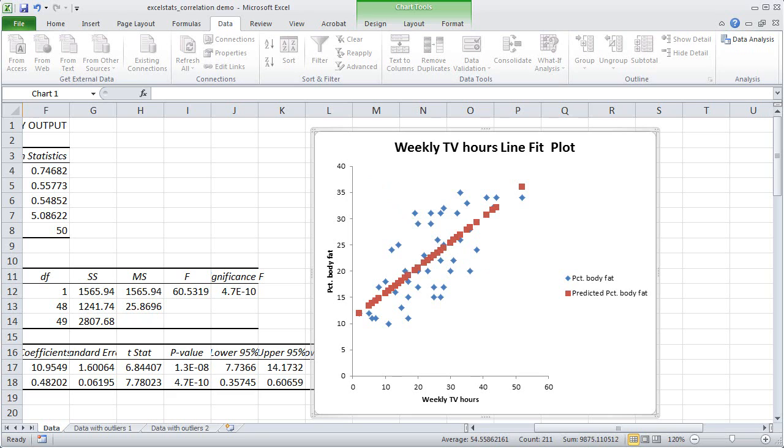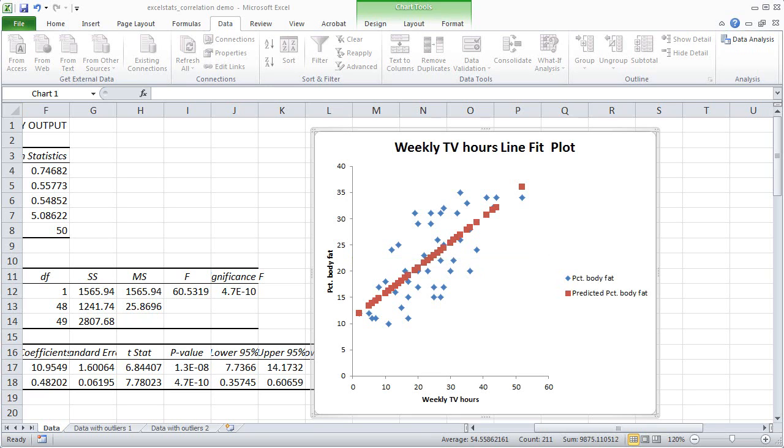It would also be possible for the red line to be more or less horizontal. That would indicate that there was really no relationship between weekly hours spent watching television and percentage of body fat. In other words, it doesn't matter how much television you watch in a given week, your percentage of body fat is about the same as everybody else's.